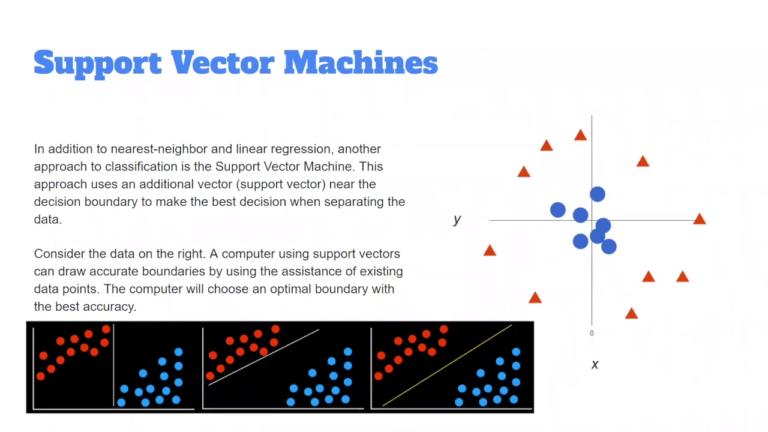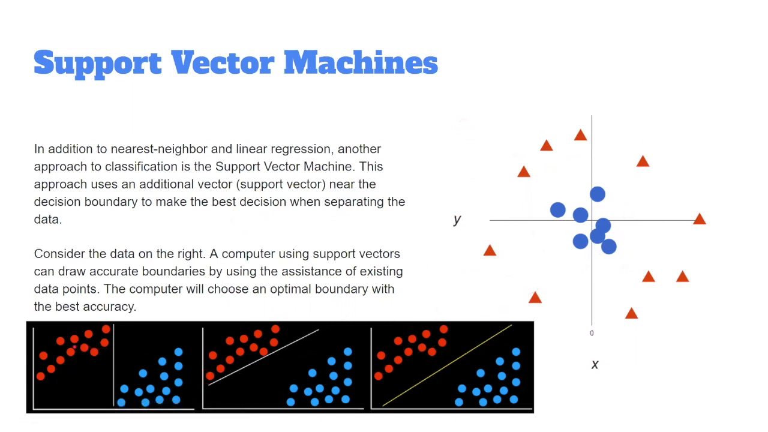when separating the data. So consider the data on the right. A computer uses a support vector and can draw accurate boundaries by using the assistance of existing data points. The computer will choose an optimal boundary with the best accuracy. So what does that mean? The computer is going to look at all of the data as a whole and try to set an accurate boundary that would work best for the data set at hand.